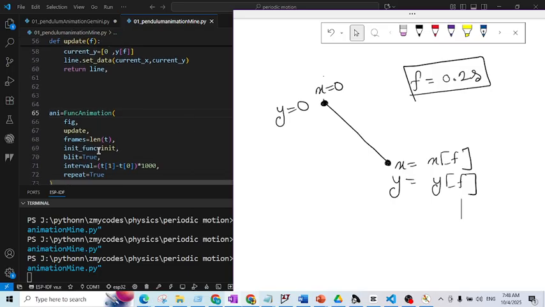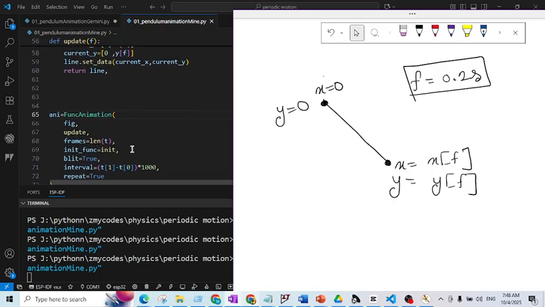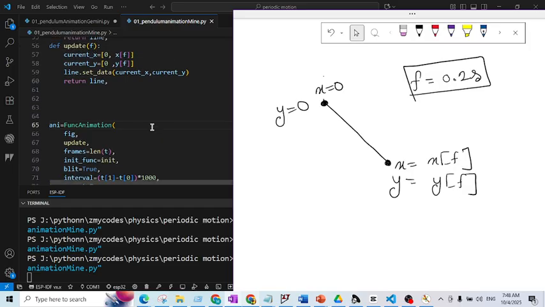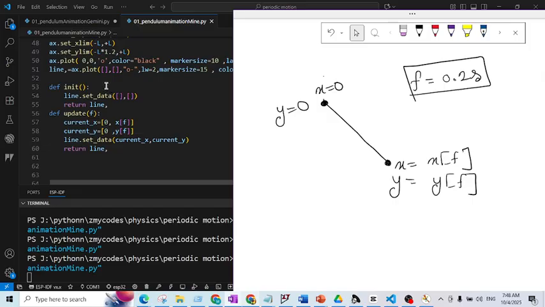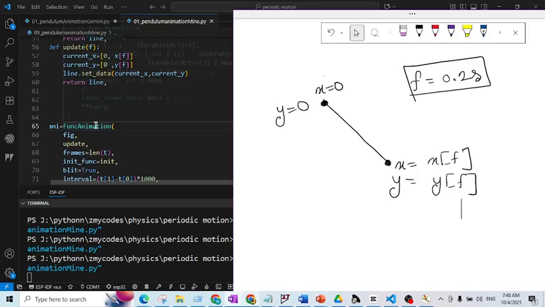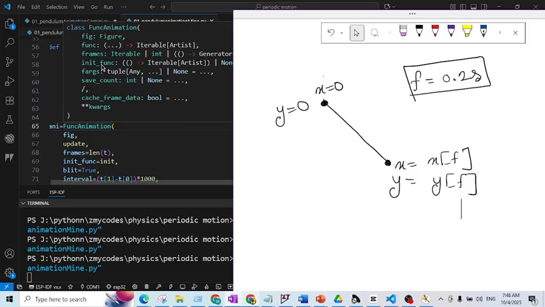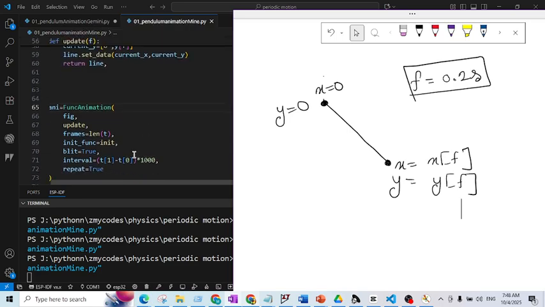Okay, so now the init function, I have defined this init here. It's just a formality, you can say, as this is a requirement for the function. This function requires an init function, so I have it here.